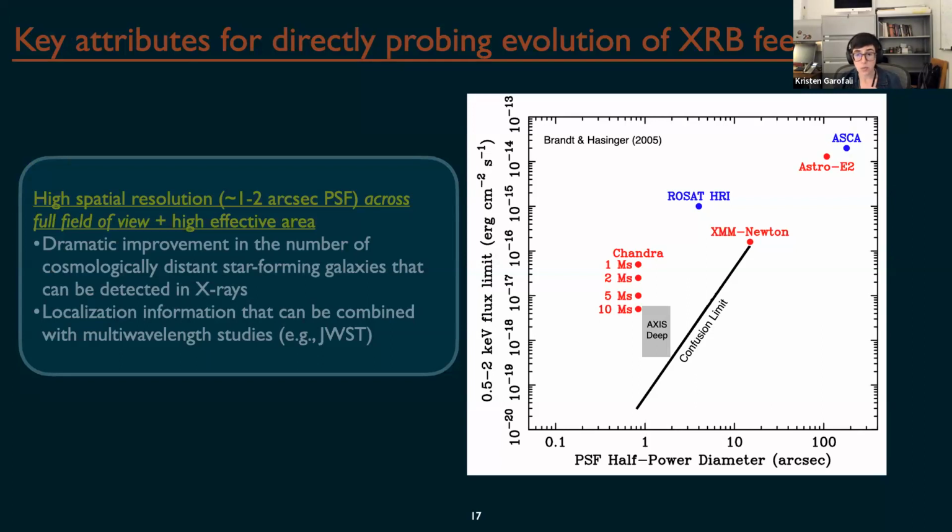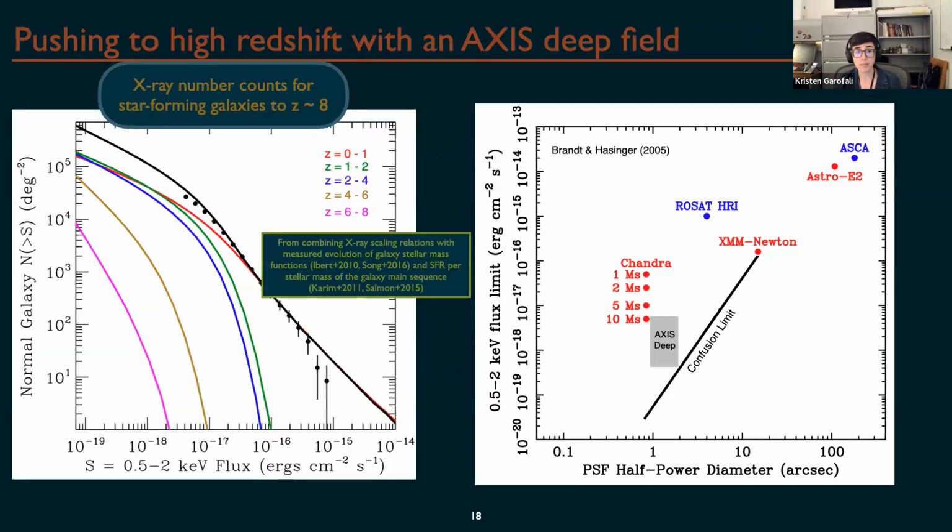And that high spatial resolution will also be key for localization, because we don't want to just detect our star-forming galaxies in X-rays, but we want to understand the host galaxy properties relative to our X-ray detections. And so having this nice sharp PSF that is well matched to other multi-wavelength facilities allows us to not just, again, detect the star-forming galaxies in X-rays, but also understand the X-ray scaling relations for our star-forming galaxies in a deep field.